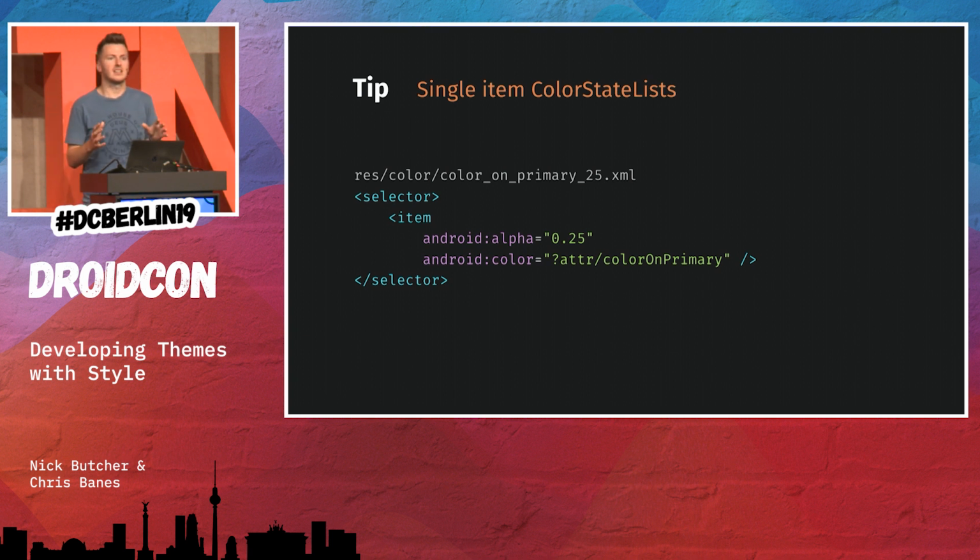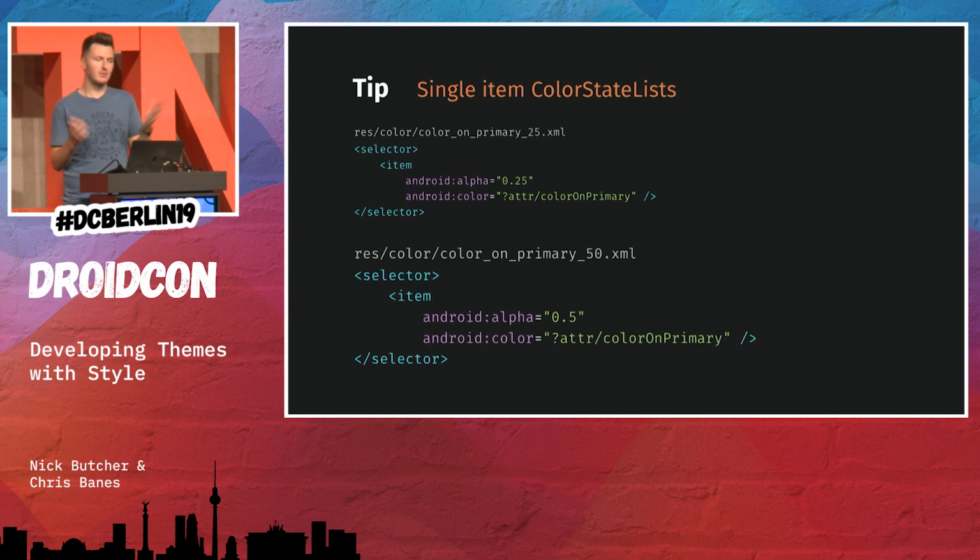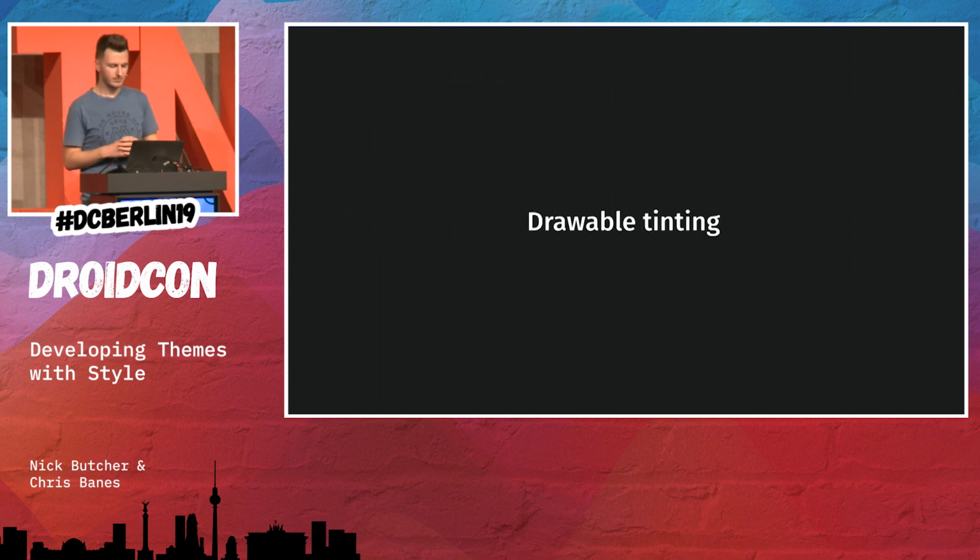Now, by using color state list and the new alpha feature, we can actually make this dynamic and work automatically. If you have a single item color state list, we can set the alpha to be whatever we want. So here we're replacing our 25% with a color state list, and it points to android:alpha equals 0.25. Because we're referencing that theme attribute, it will automatically update whenever we change our theme. And it also works with theme overlays, as Nick was mentioning earlier. And again, we can also do the 50% as well. Repeat for any variant you have.